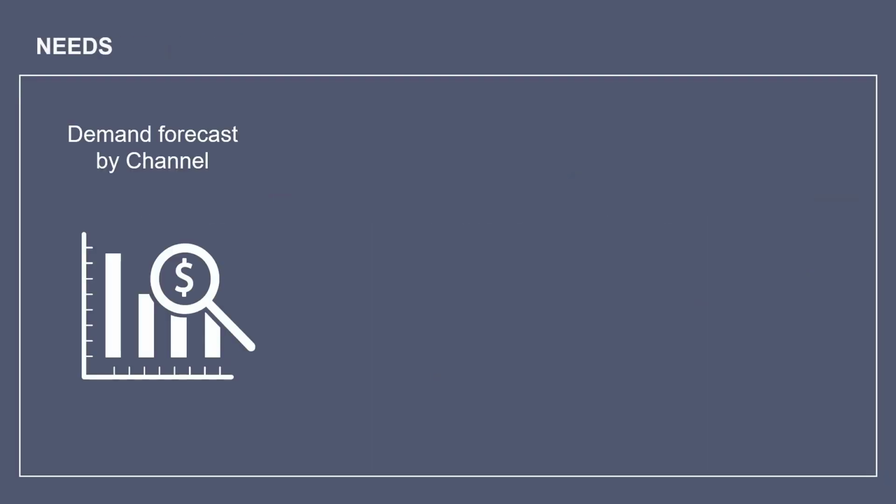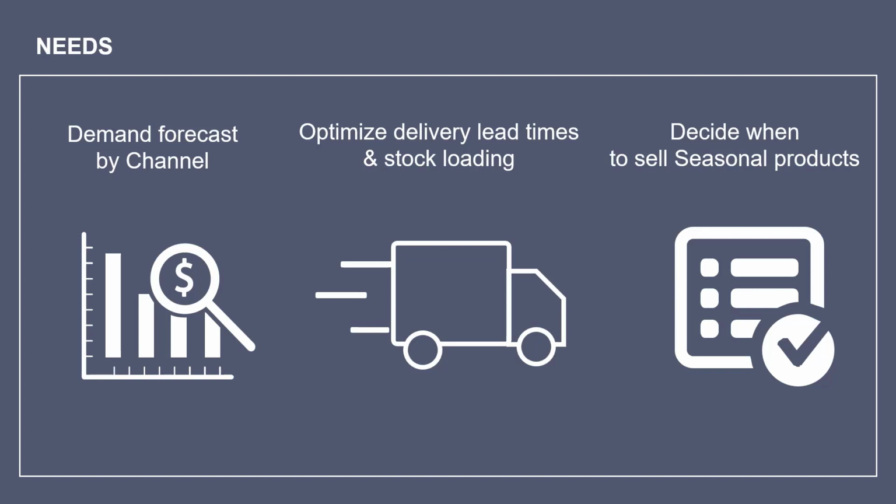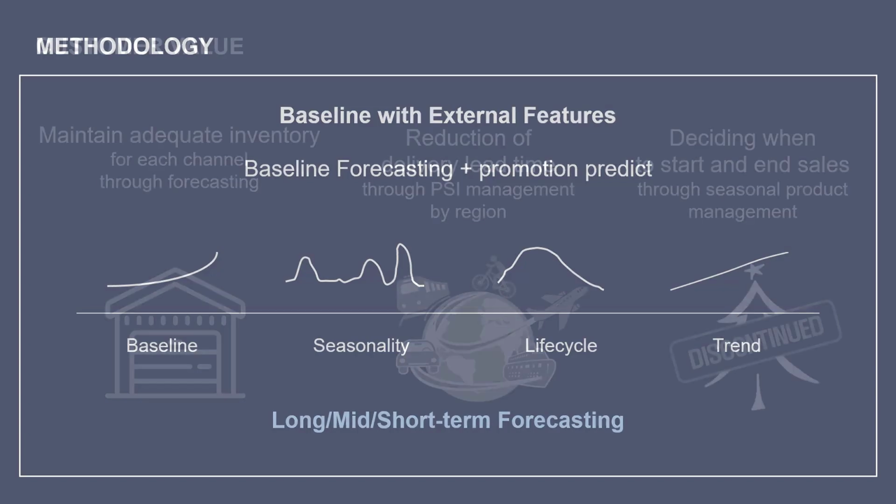There was a need for predicting demand by channel, optimizing delivery lead time, maintaining adequate inventory, and deciding when to sell seasonal products such as refrigerators and washing machines. Baseline with external features technique is used to predict demand based on baseline prediction and promotion effect measurement. The prediction was made by applying it over the long, mid, and short term.